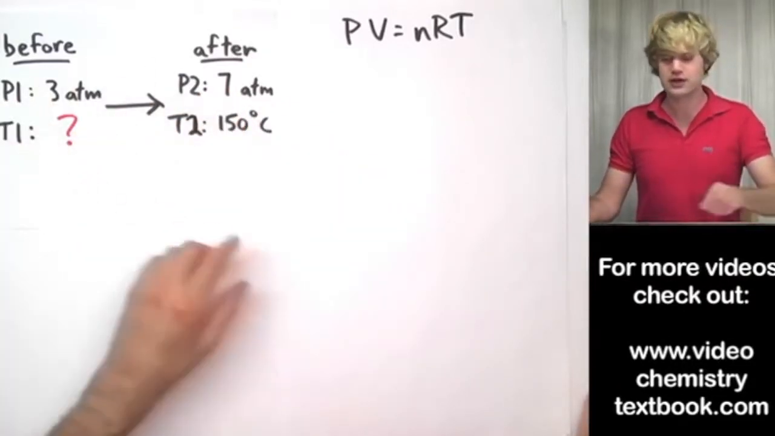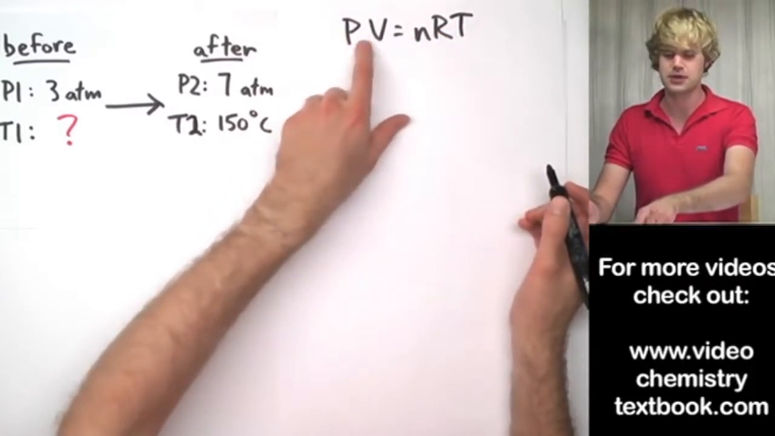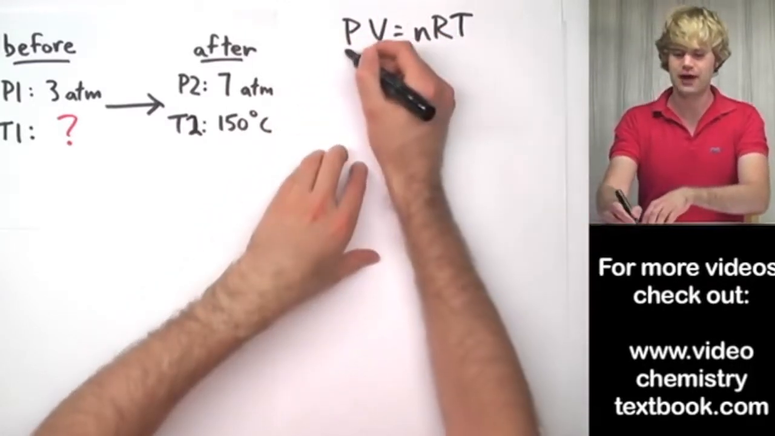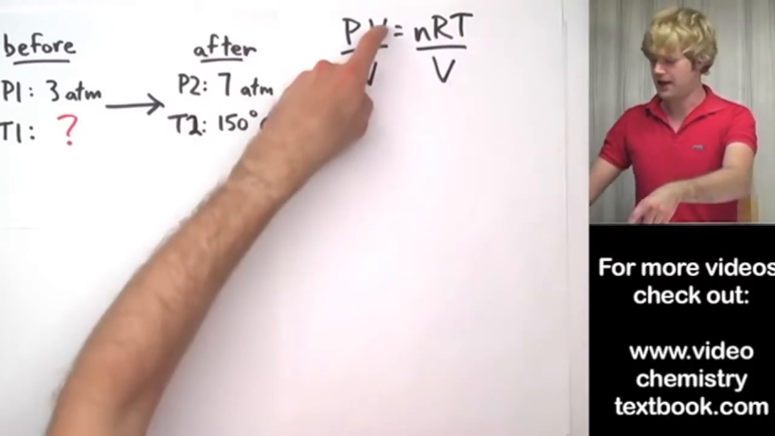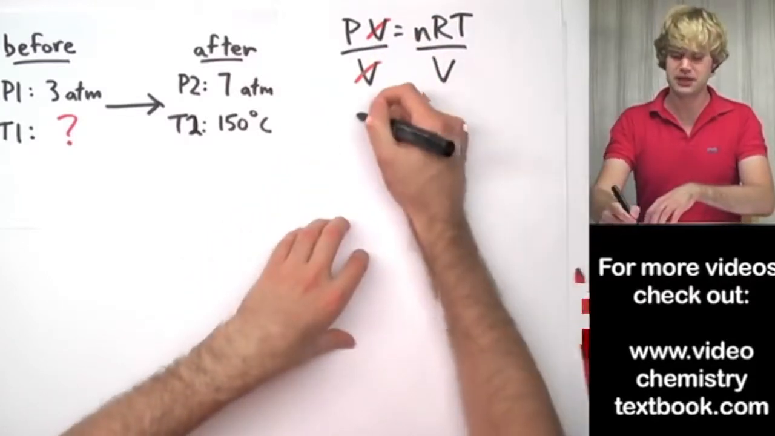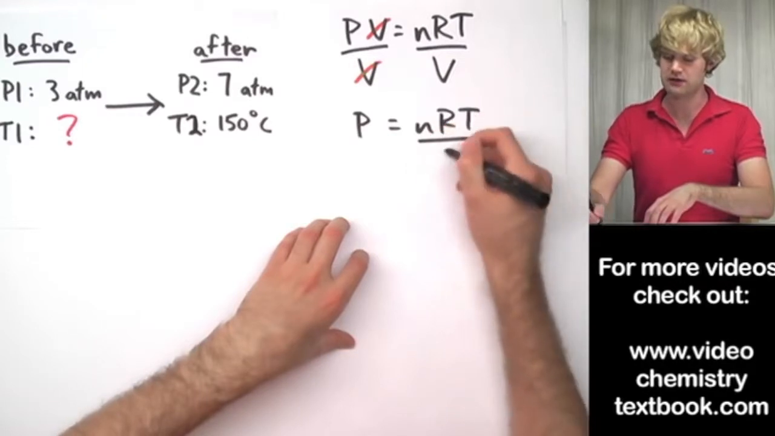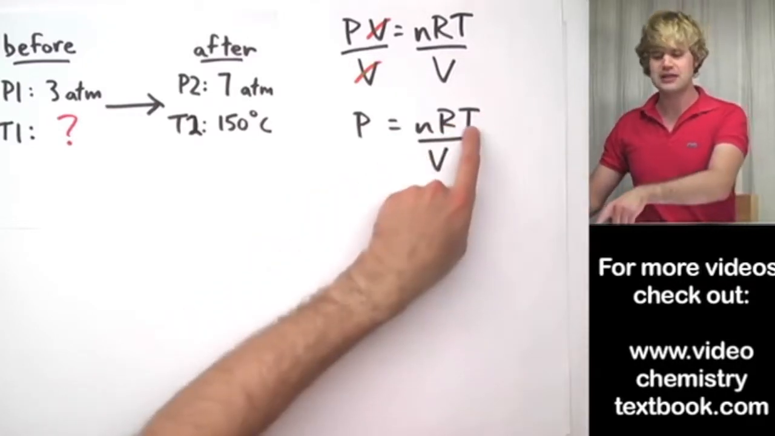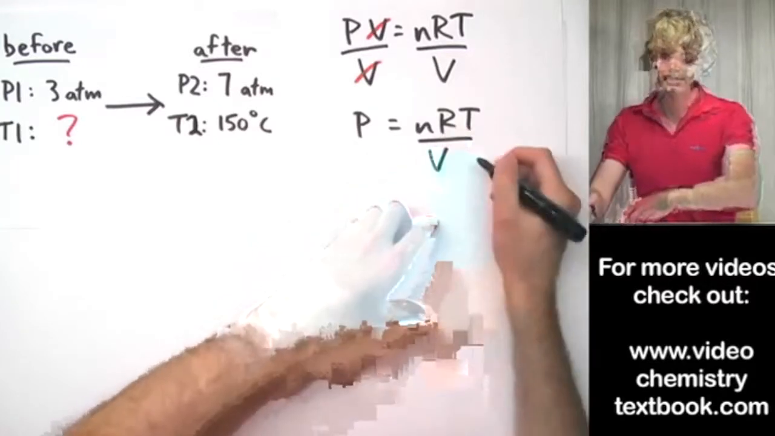So pressure and temperature. So to get P and T by themselves, I'll first divide both sides by V here. And then V over V will cancel out. So now I have P equals nRT divided by V. And I want to get T on the other side of the equation so it can join P. So I'll divide both sides by T.